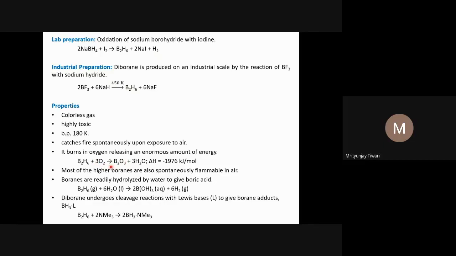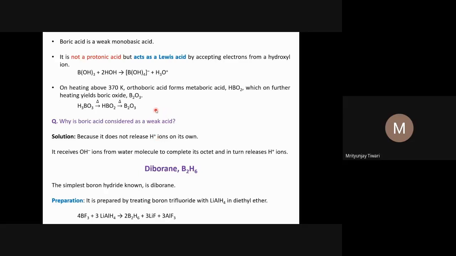But since here boric acid is not heated to form this, we can call it boric oxide or boron oxide. You can see the structure of boric oxide here.